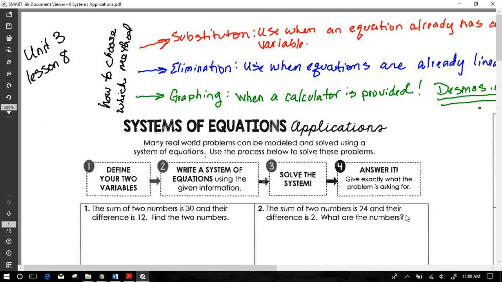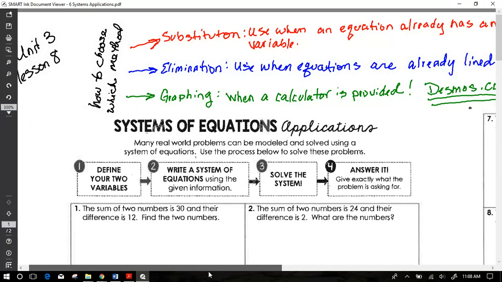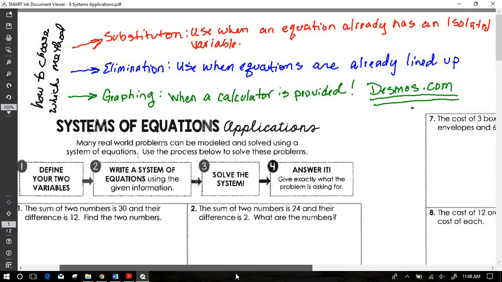Today we're going to complete Unit 3, Lesson 8. This will be the last lesson in this unit, and it is, of course, our applications, okay? So I'm going to move this over. Before we get started, I'd like for you to write down these notes on the top of your paper.